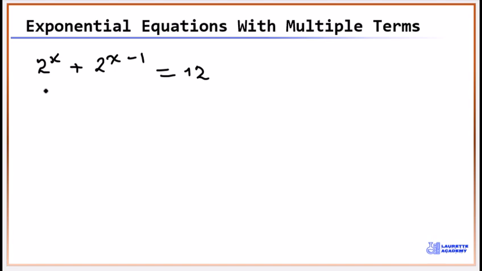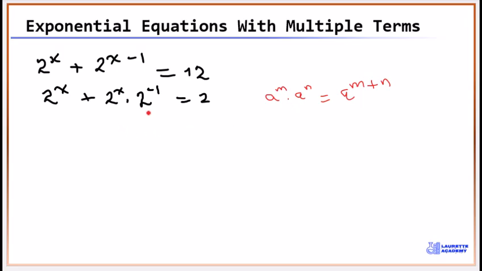So to solve this equation, we will rewrite it like this: 2 to the power x plus 2 to the power x times 2 to the power minus 1 equals 12. Observe here that we're using the law of indices that says a raised to the power m times a raised to the power n is the same as a to the power m plus n. So that's what we have used here.